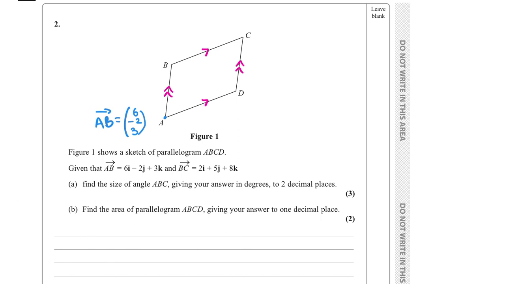Then it says, and BC, so going from B to C, our direction vector, B to C is 2, 5, 8. Perfect. Find the size of the angle ABC, giving your answer to 2 decimal places. Now, your formula sheet is not going to help you here. You have to remember the formula.